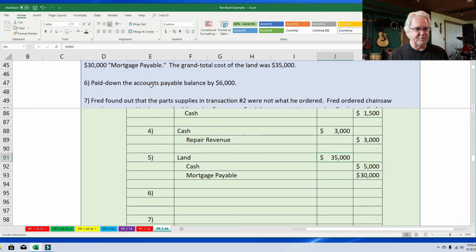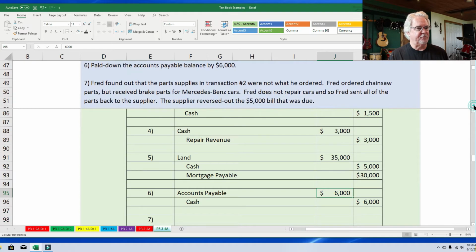Paid down the accounts payable balance by 6,000. So Fred is paying off some bills. Now, whenever you pay bills, you're spending money. So whenever you spend money, list cash second. And he's paying for a lot of bills here, $6,000. And what's he paying? He's paying down the accounts payable balance. And you'll see how this all works out. Works out real nice. 6,000.